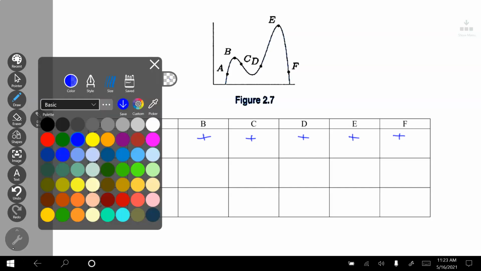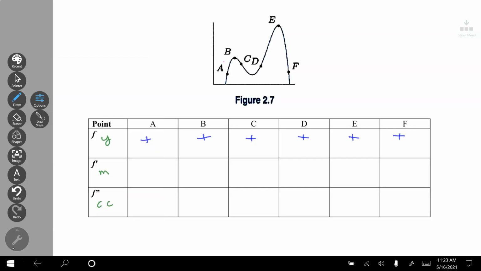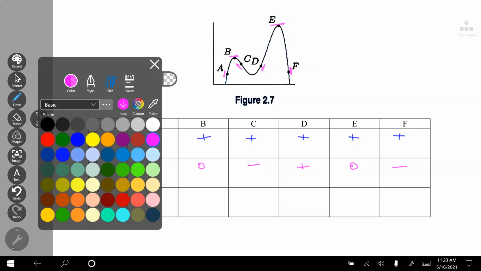Now for the slopes, if you want, you could draw little tangent lines, and in pink I'm drawing little tangent lines. So A has a positive slope, B has a 0 slope, C has a negative slope, D has a positive slope, E has a 0 slope, and F has a negative slope.